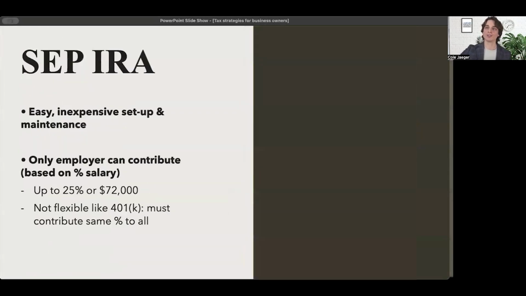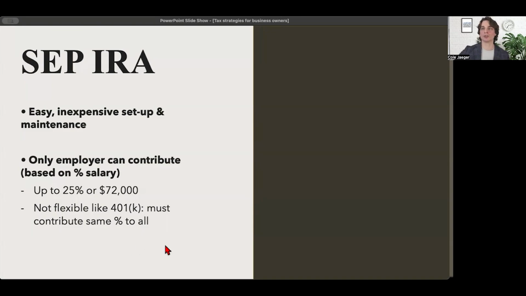SEP IRA. This is mainly for people who want a quick, easy, inexpensive retirement plan for their employees with little maintenance. It works very well for small teams and is a decent option for self-employed people as well. With these plans, only the employer can contribute, which is done as a percentage of the employee's salary. So kind of like profit sharing.